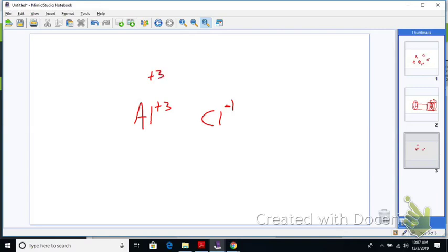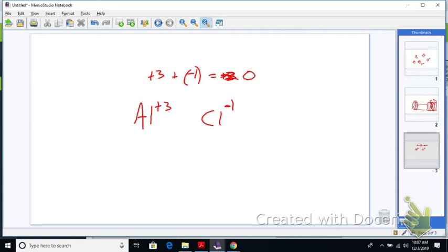Let's say we just have plus 3, and this is a minus 1, and we're going to add the two together. Right now, if we add the two together, what's our value? Plus 2, right? So what I'm going to have to do is take this and multiply it by something to get this to be 0.